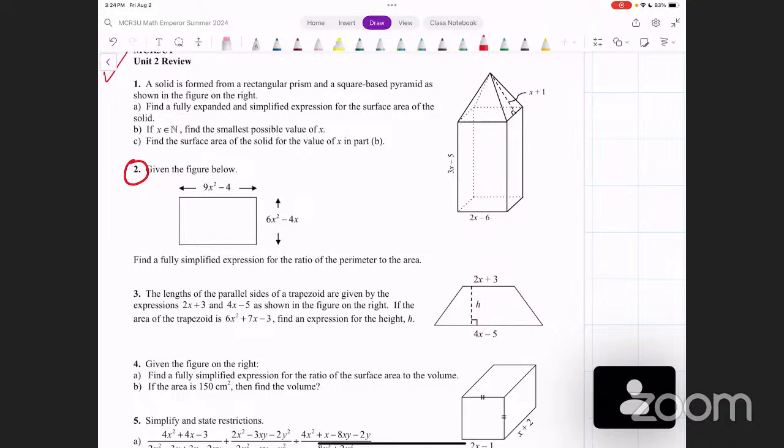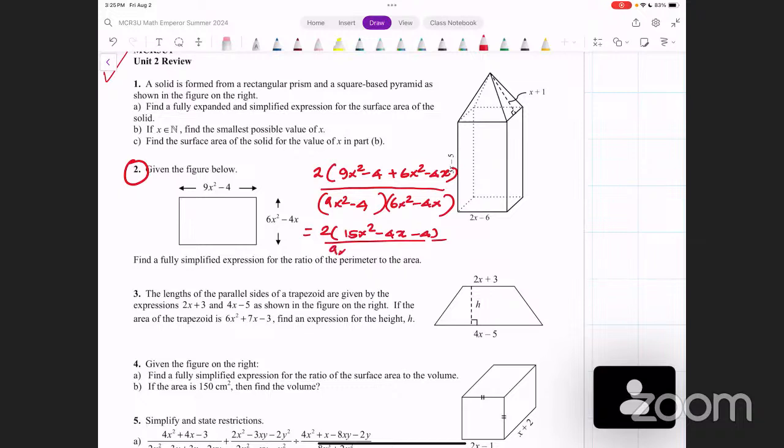Let's see how it's going on. So you got there. So how would you simplify? So far so good. Can you see my screen, right? So perimeter is equal to 2 times (9x squared minus 4 plus 6x squared minus 4x). And then area is 9x squared minus 4 times 6x squared minus 4x. And that simplifies to 2 times (15x squared minus 4x minus 4). And then this one, you just keep it like this, and you don't know what to do. Is that correct?